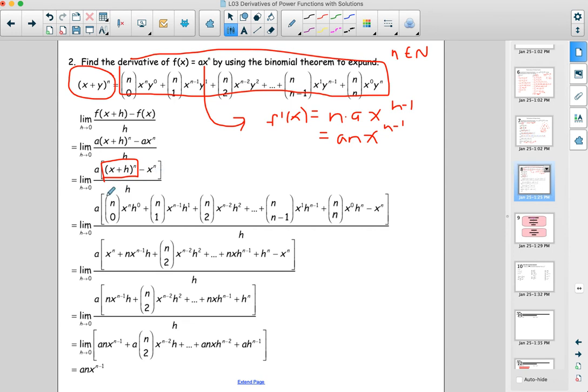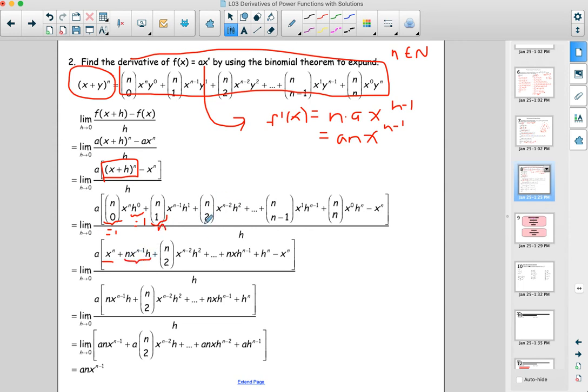Now, if you have n items and you choose none of them, there would be only one way to do that. So this would be equal to 1. And of course, this is equal to 1. So I'm just going to be left with an x to the n. If you have n items and you want to choose one of them, there are n ways to do this. So this is n. So I get n times x to the n minus 1 times h.